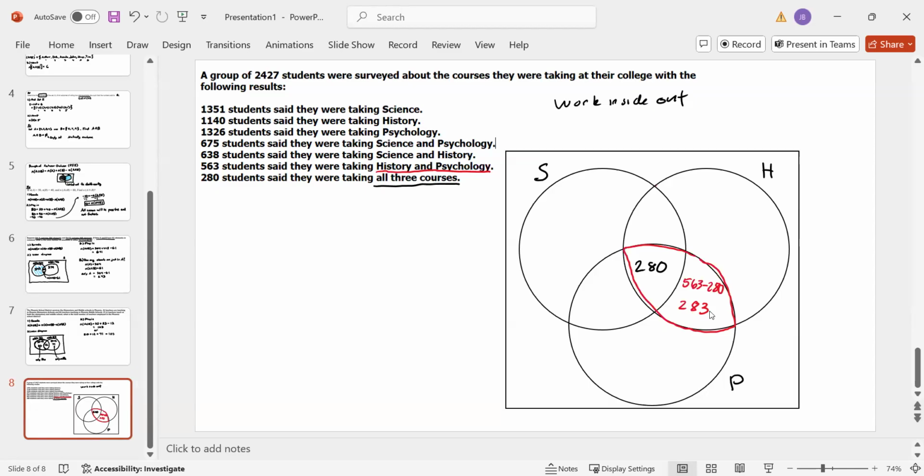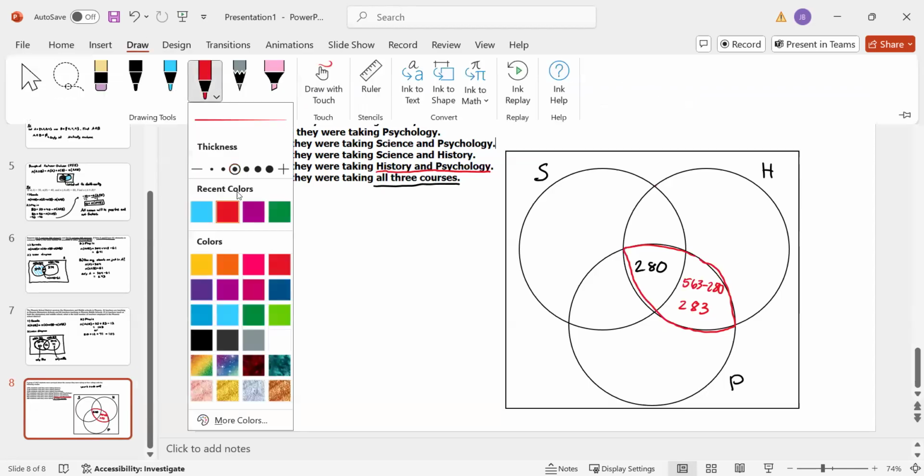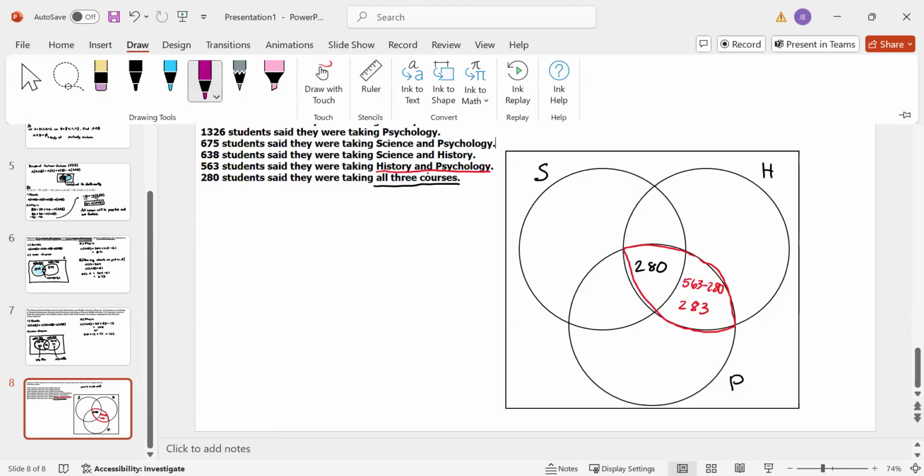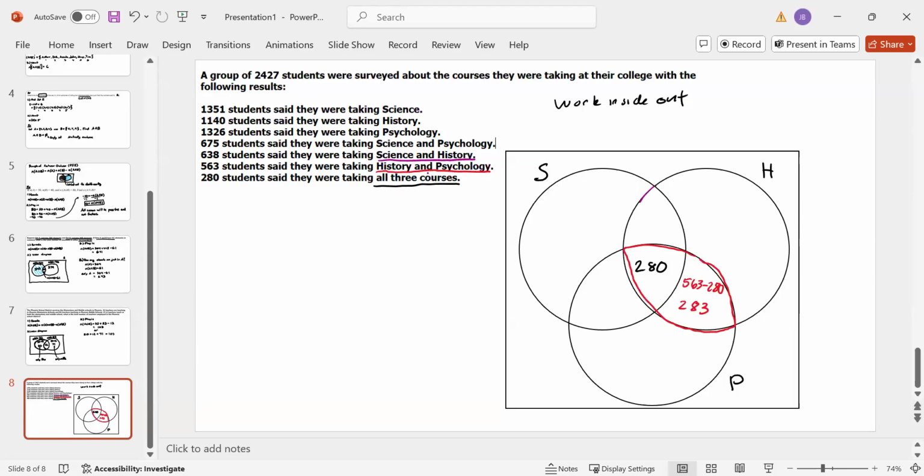Okay. And then they tell me the next one is science and history. So that's going to be this one right here. I know that 638 students took science and history, but I have to subtract out the 280 that took both. And so if I subtract those two, I end up getting 358. Actually, let me go back to my color.